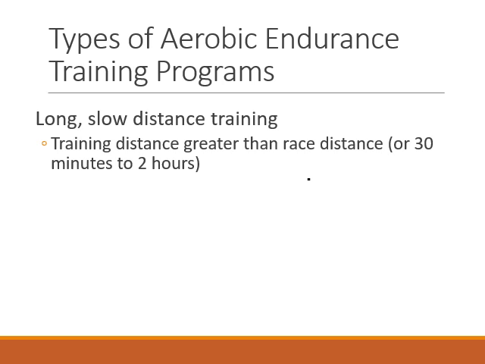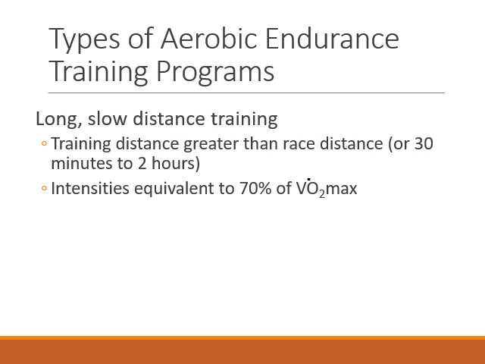This is training at a distance greater than race distance, typically for 30 minutes to 2 hours. The intensity is going to be around 70% of your VO2 max. The adaptations are that this is going to enhance the body's ability to clear lactate, and it's going to cause a shift of the type 2X fibers to type 1. If you're a little rusty on fiber typing, go back and review that, because that's where you're going to get your shift.